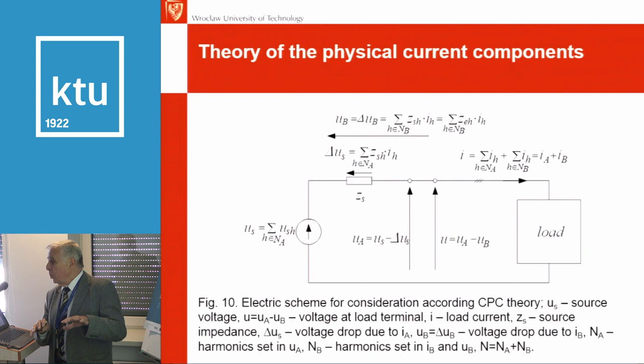What is the principle of this CPC theory? This is the load, and this is the source. The source can be nonlinear, with high harmonics here. The load can also be nonlinear. Therefore, we divide the harmonics into two parts. One is the harmonics for which the active power is positive, meaning the energy is delivered from the source to the load. In the other subset, the load operates like a source and sends power back to the source. Therefore, as a matter of fact, we have two equivalent systems.